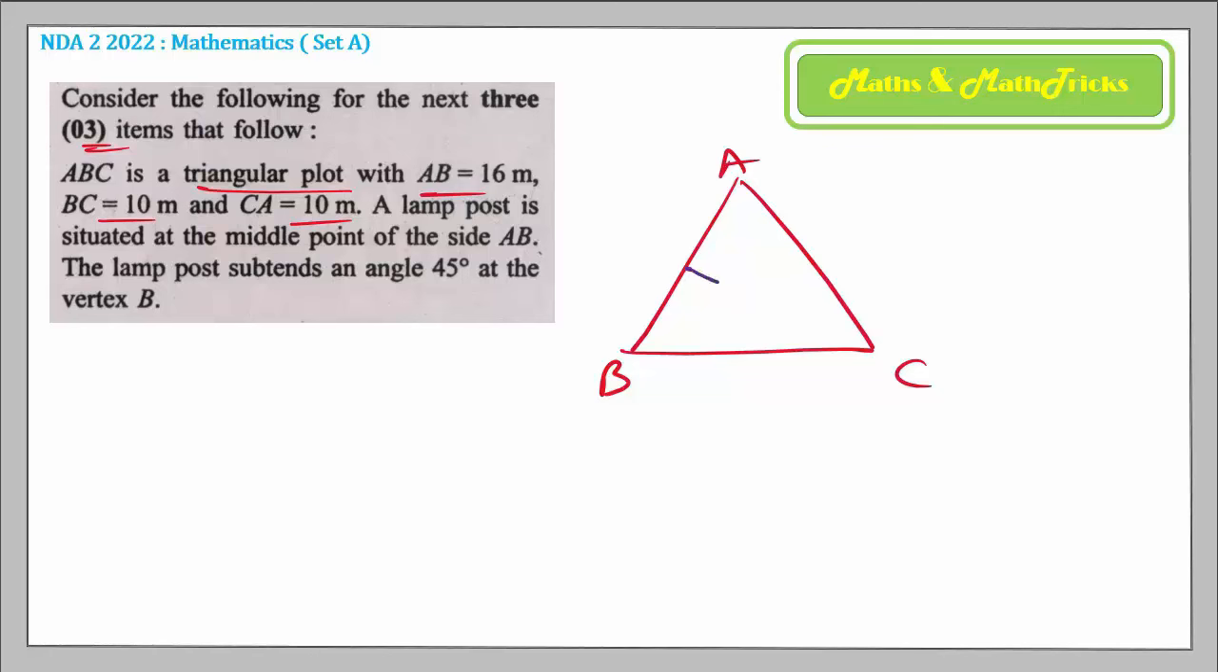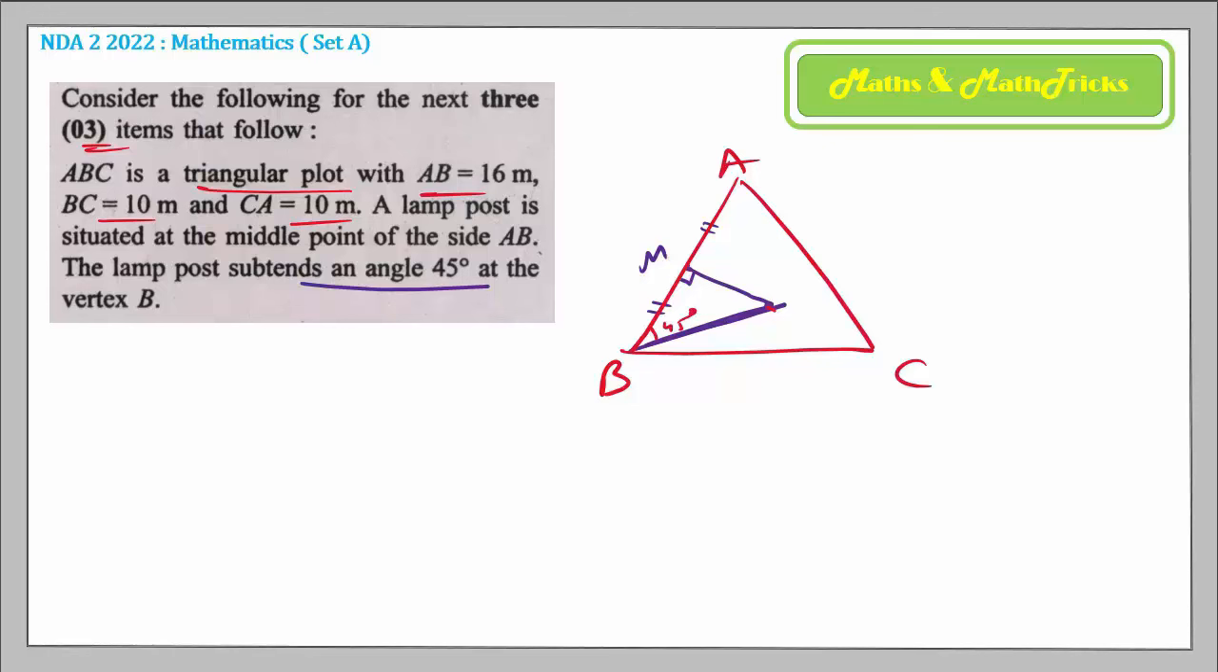A lamp post. Lamp post will be perpendicular, right? It's a pole, right? Lamp post kind of pole, perpendicularly situated, placed at the point M, which is dividing the AB into equal halves. Now they say that the top of the lamp post subtends angle 45 degree at the vertex B. So you have known this fact that it subtends angle 45 degree.